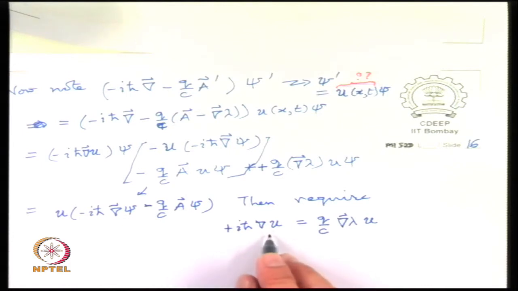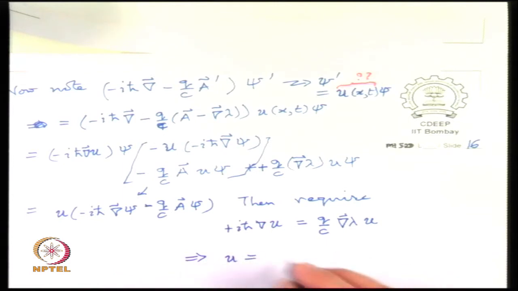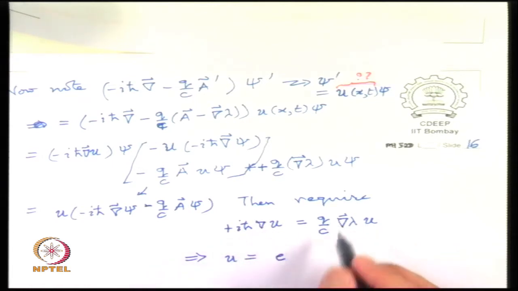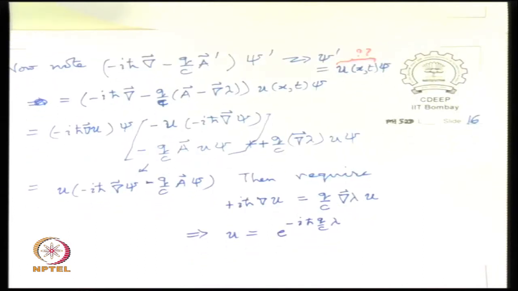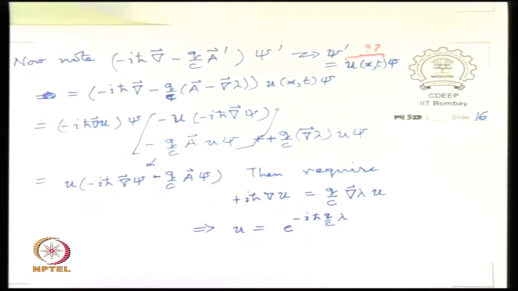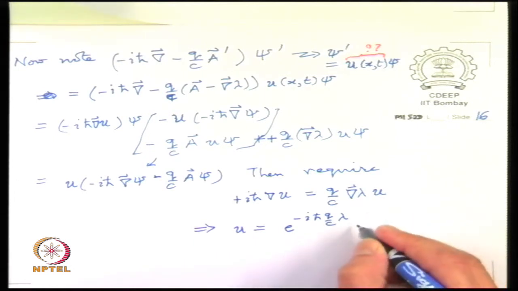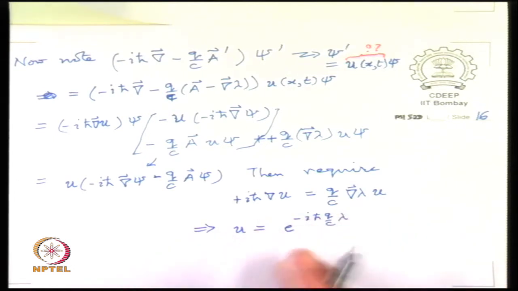This can be achieved if you notice that u should be equal to e raised to, so you can put this u below here and think of this as log. So then it becomes equal to e raised to minus i h cross q over c times lambda. We will solve this. So u equal to this will solve this differential equation.